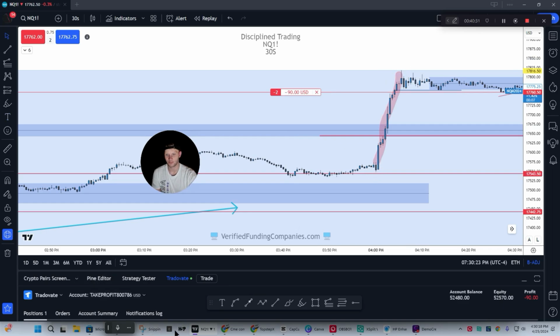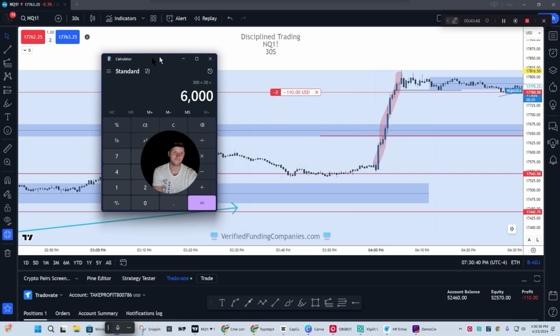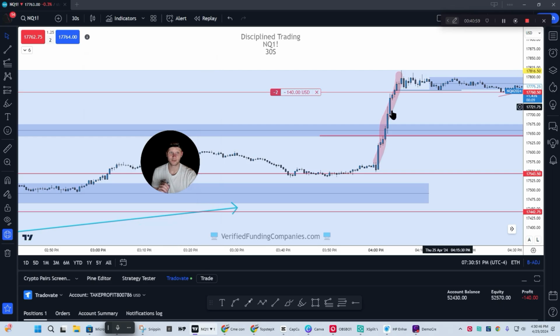It went 300 points. So imagine if you had a cash account and you had $10,000 in there. You had one contract on. You would have lost more than half of your money in under 5 minutes. So that's a $6,000 move with one contract. That's why you can't hold overnight.